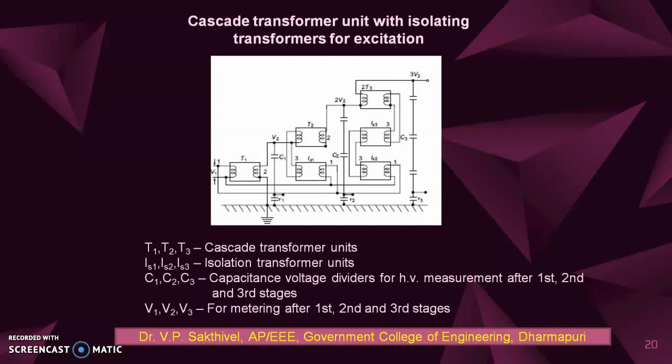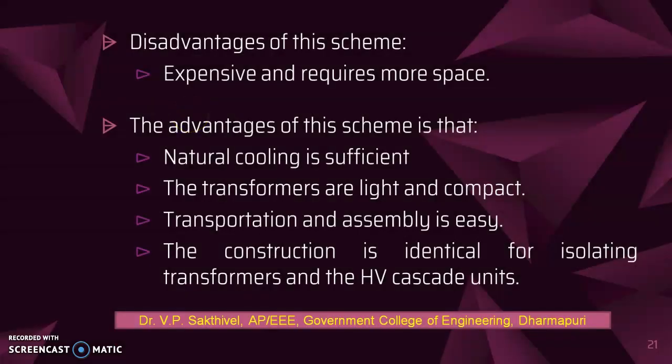In this construction, the main thing is that identical transformers are required. The disadvantage of this scheme is that it is expensive and requires more space, as we said before. The advantages are that natural cooling is sufficient, the transformers are light and compact, and transportation and assembly are easy. The construction is identical for isolating transformers and the high voltage cascade units.